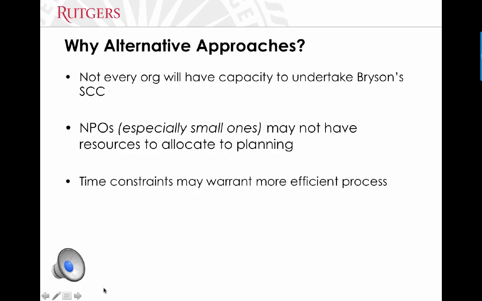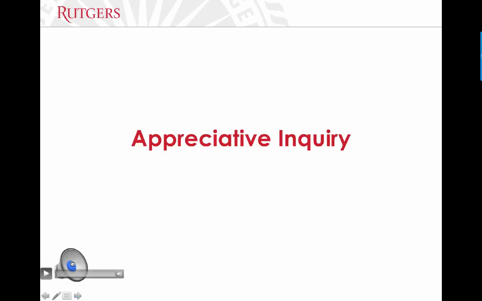We know that not every organization will have the capacity to use Bryson's strategy change cycle, especially smaller organizations. Therefore, some organizations will need a process that's doable as well as useful. Also, when time constraints are a factor, organizations may choose a more efficient process. One alternative approach is appreciative inquiry.